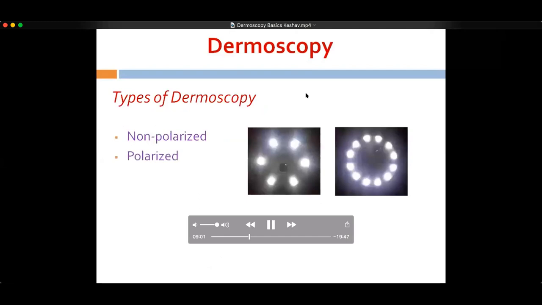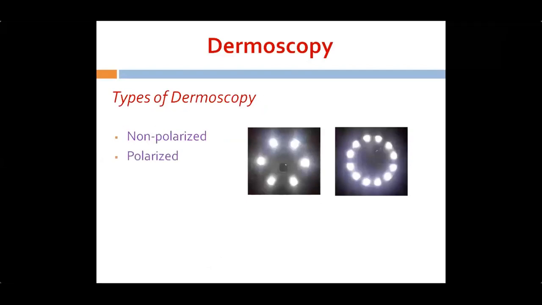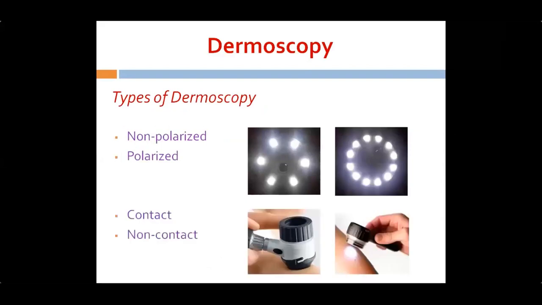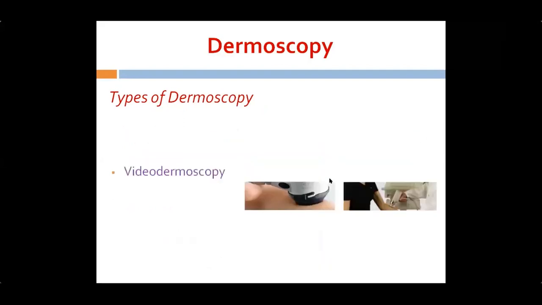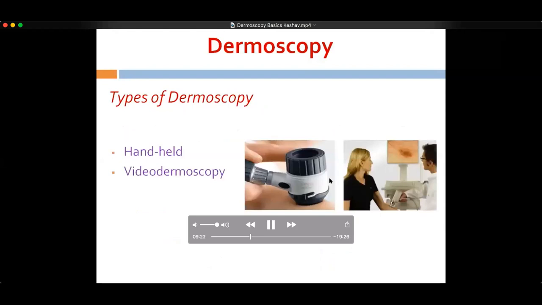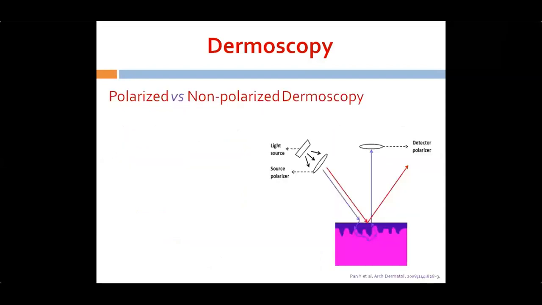Now, different types of dermoscopy. It can be polarized dermoscopy or non-polarized dermoscopy depending on the illumination mode employed. I'll discuss this later. Then it can be either contact dermoscopy or non-contact dermoscopy depending on whether the face plate of the dermoscope is in contact with the skin lesion or not. Then we have handheld dermoscopy and video dermoscopy depending on the type of dermoscope employed.